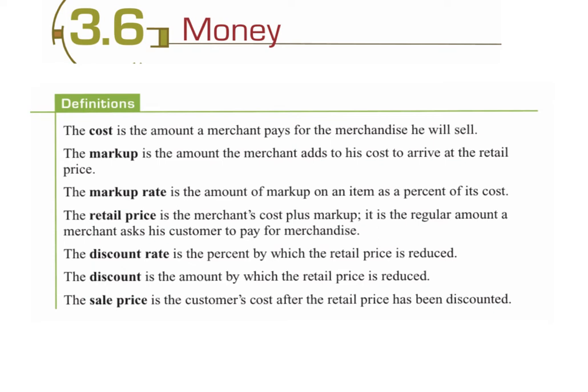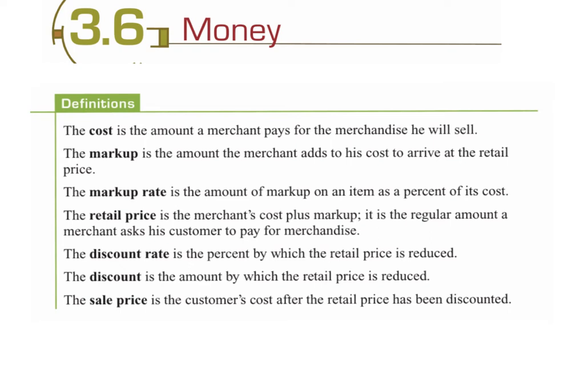All right. Now let's look at the retail piece of it. The retail price then is what the consumer pays for it. So if I bought it for $10 and I added $3 to it, I am selling it for $13. That's the retail price, okay? So you take the cost plus the markup and you will get the retail.